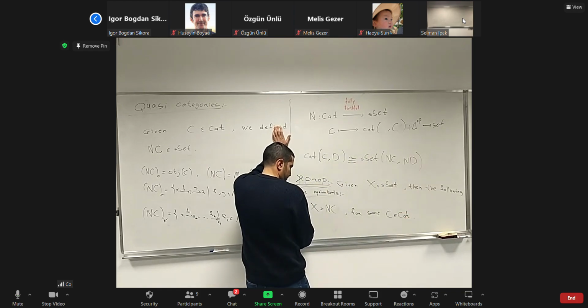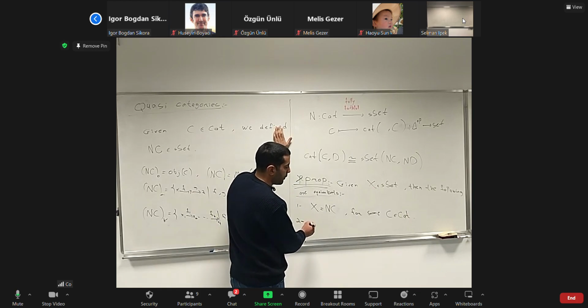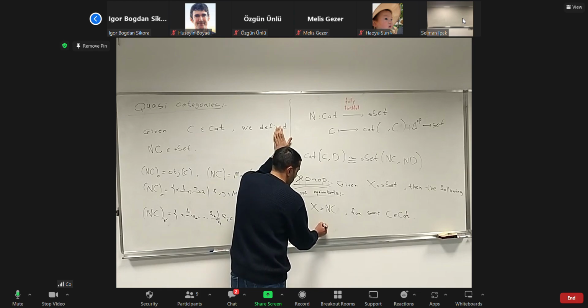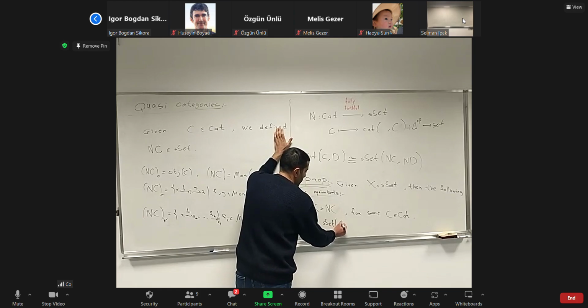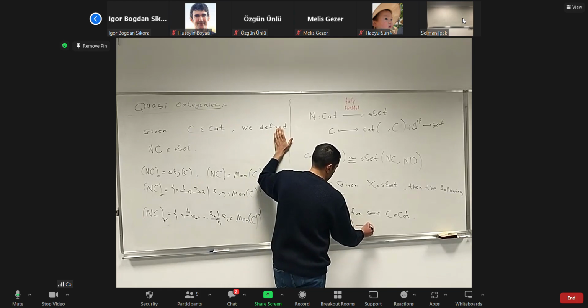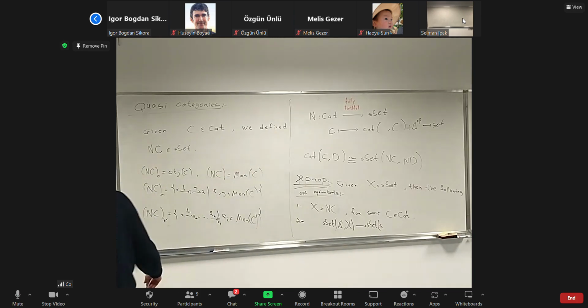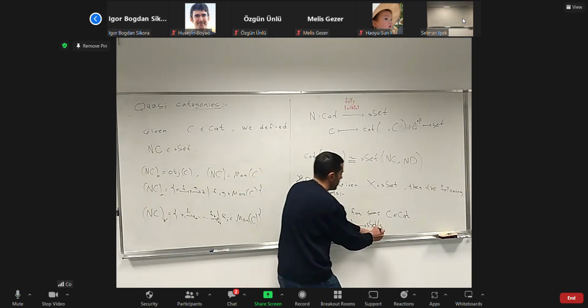Two, the map from X to the spine, this is called the spine.